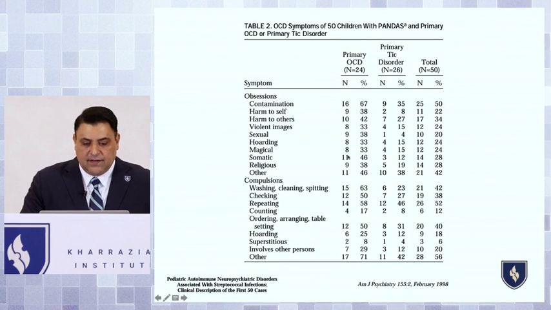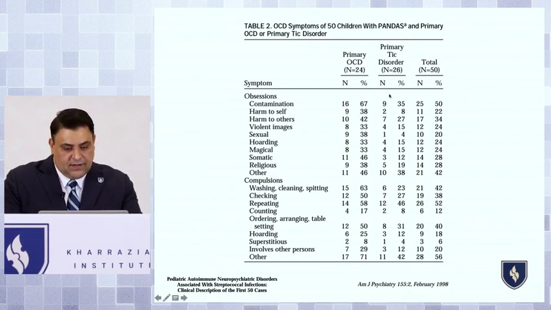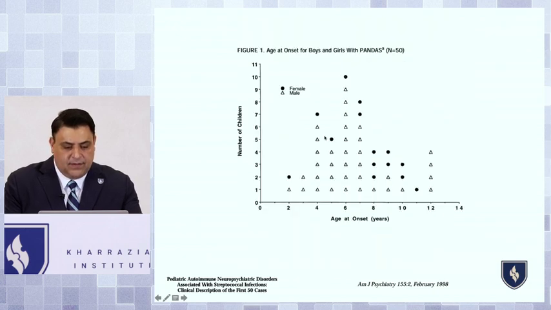And in this study, where they looked at OCD symptoms in 50 children with PANDAS, primary OCD, and primary tic disorder, they looked at percentages. 67% had obsession with contamination of their food. Then 38% cause harm to self; they actually injure themselves. Harm to others, 42%. Compulsions: washing, cleaning, spitting in 63%, repeating 58%. So there's a list of categories that you may see with those types of patterns.